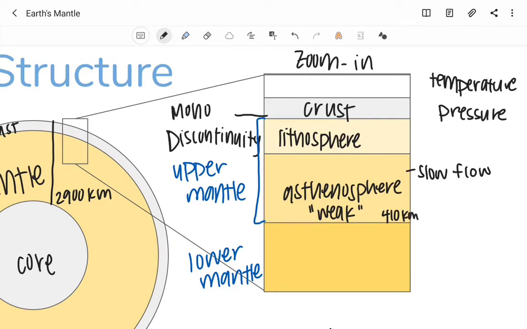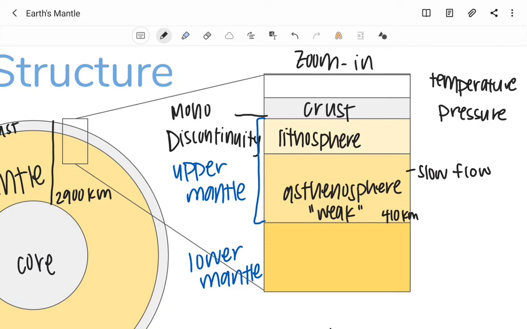Now, together, the lithosphere and the asthenosphere extend to about 410 kilometers. So that's where this boundary occurs. So we have the lithosphere at roughly 100 to 250 kilometers, and then we go around 200 kilometers more, and we'll get to the edge of the asthenosphere.